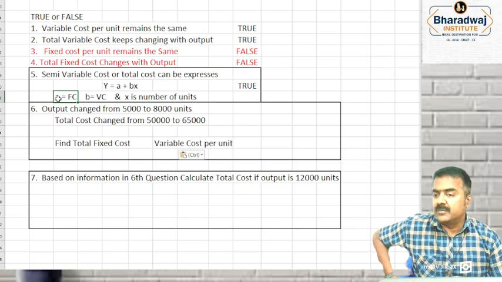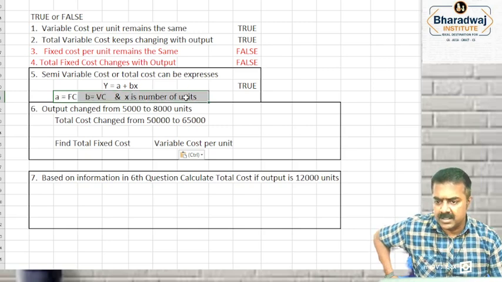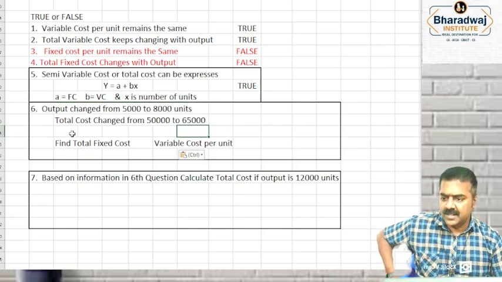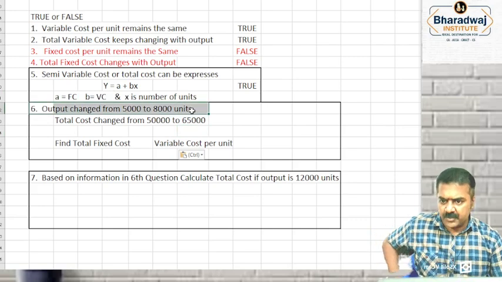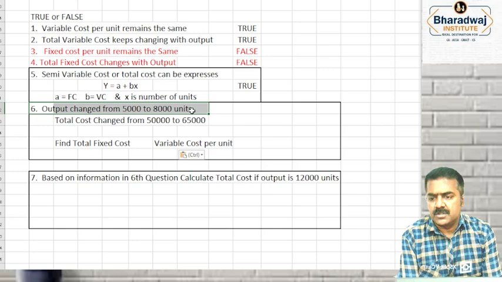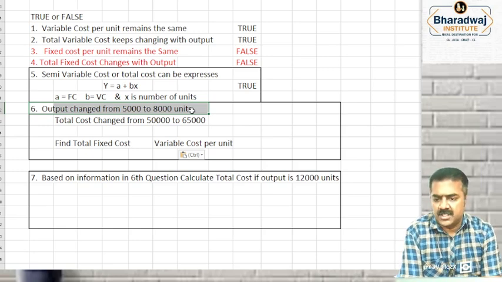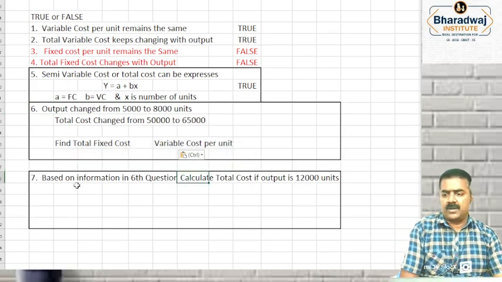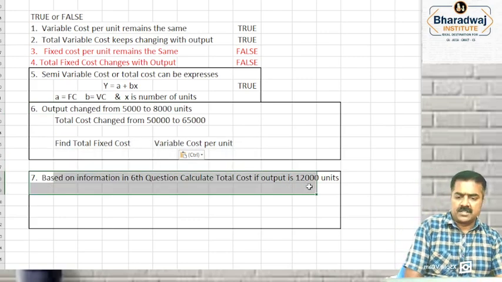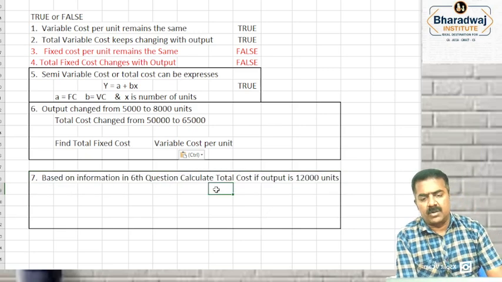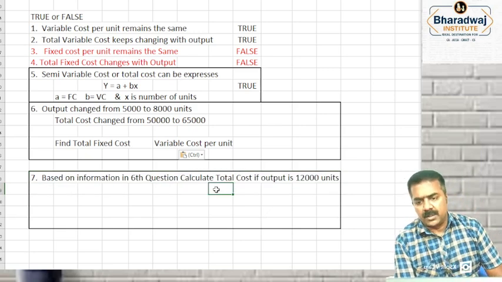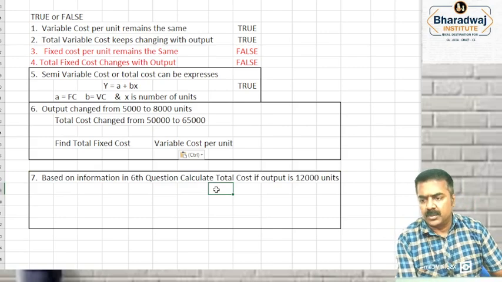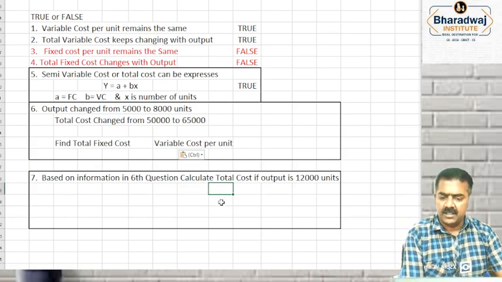Where A is equal to fixed cost, B is equal to variable cost, X is nothing but what? Number of units. Then output changed from 5,000 to 8,000 units. Total cost changed from 50,000 to 65,000. The question is find the total cost and variable cost per unit. Based on the information in the sixth question, calculate total cost of the output of 12,000 units. So try to work out sixth and seventh question, then we will continue.